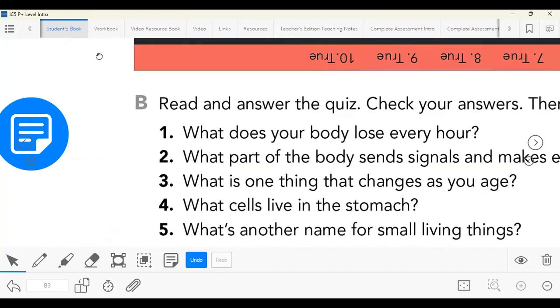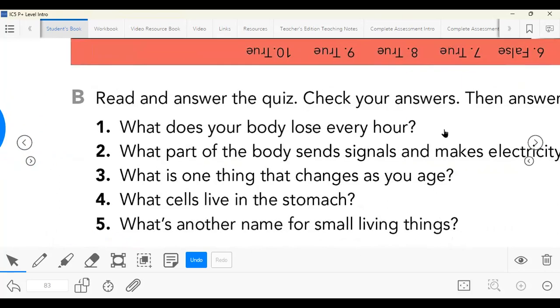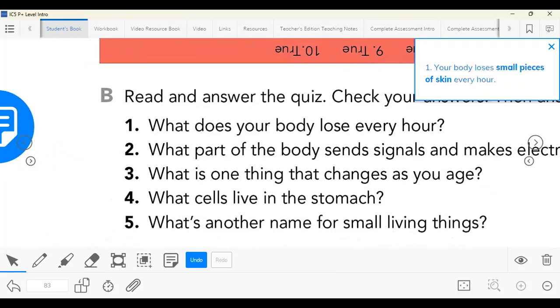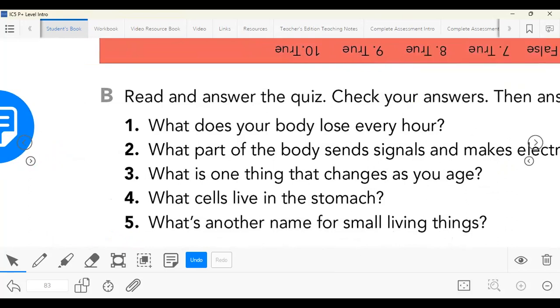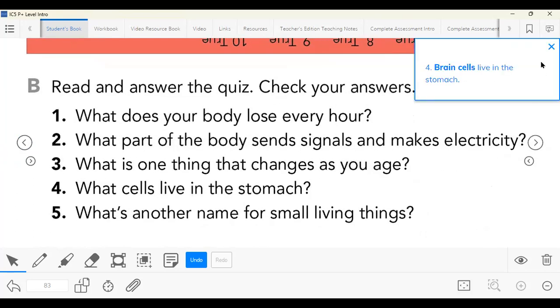Let's see if you remember. What does your body lose every hour? It was at the beginning. Water. No, they didn't mention water in the reading, Miss Pacheco. No, don't invent. Tiny bits. Tiny pieces of what? Do you remember? Sirs, gentlemen, help Miss Pacheco. Tiny pieces of skin, right? Skin. Okay.